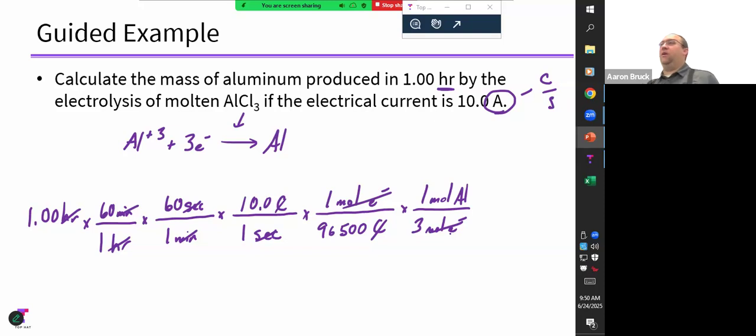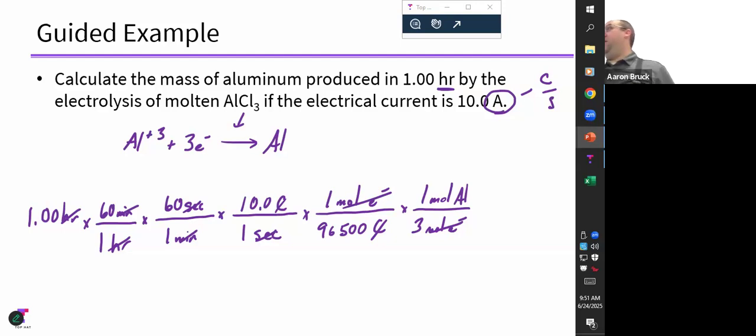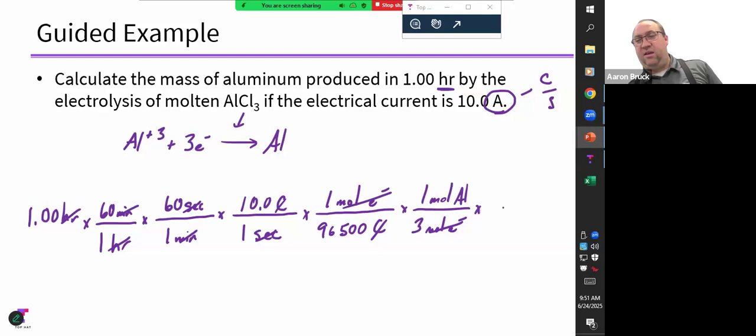And now that we're here, well, the question asks us for the mass of aluminum. How do I get mass out of moles? Been asking this question since chapter 2 in Chem 105. This is what the periodic table is for. This is the easiest part. Molar mass of aluminum is 26.98.